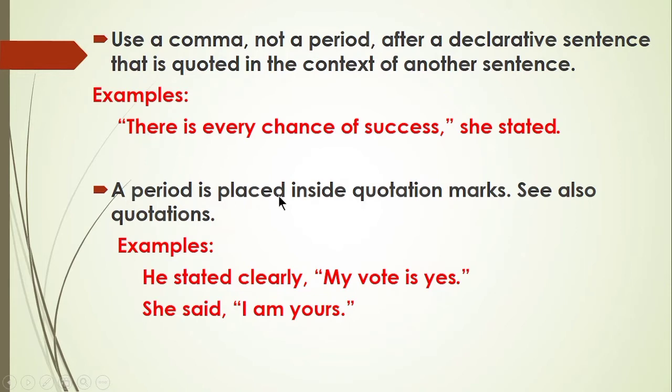A period is placed inside quotation marks. Remember that whenever there are quotation marks, we put the full stop inside the quotation marks or inverted commas. For example, he stated clearly, "My vote is yes." Now the period or full stop is enclosed in inverted commas; it is inside the inverted commas. She said, "I'm yours." Again, the full stop is inside the inverted commas.